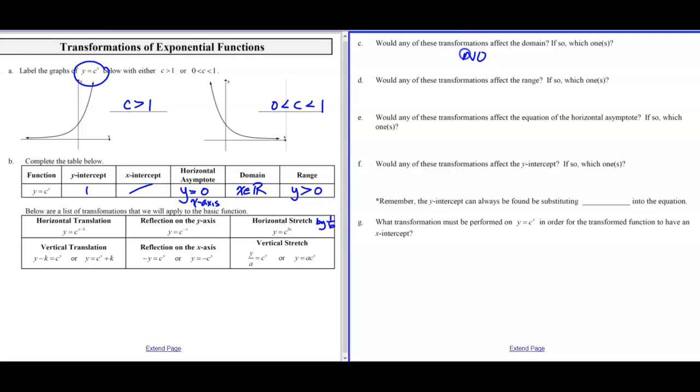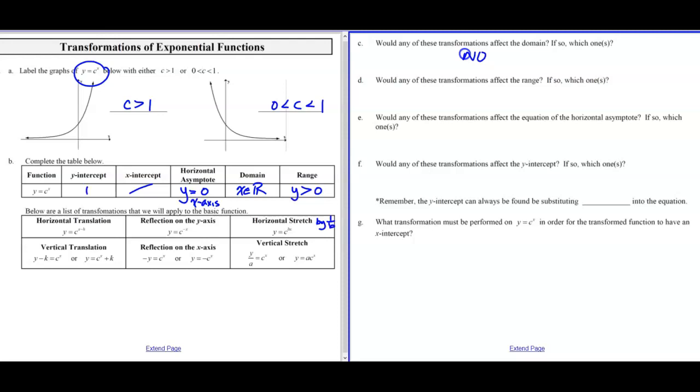No. Would any affect the range? Well, now we have a limited amount. The original range is y greater than 0. Would anything horizontal affect that? No. So we want to look at the vertical things. So if we start with y greater than 0 and we translate it down or up, will it still be y greater than 0?